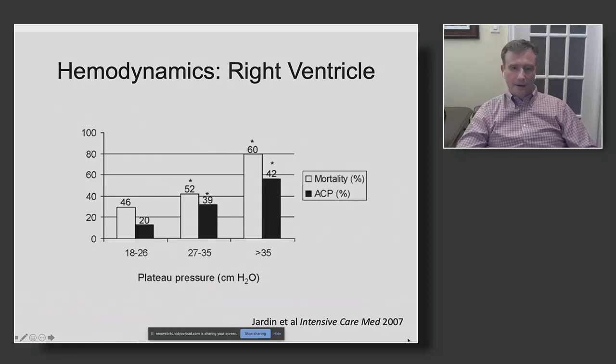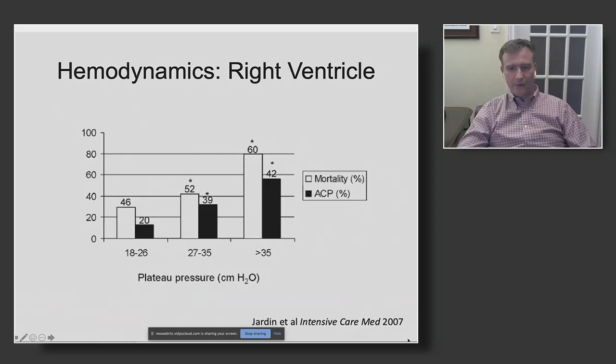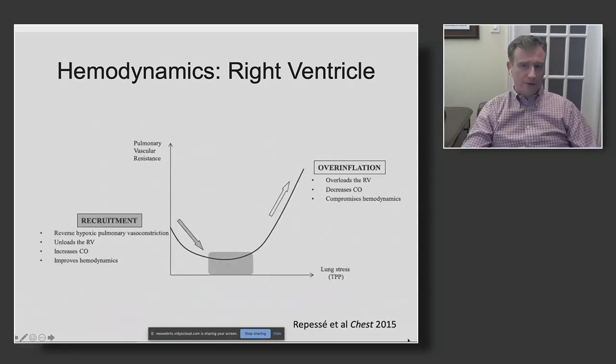And as you can see, the risk of both mortality and acute cor pulmonale, that's the black bars here, progressively increases at higher airway plateau pressures. So the plateau pressure needs to be borne in mind in order to avoid injuring the right ventricle and causing acute cor pulmonale. The other important thing, though, is that there's a certain sweet spot that you want to target.